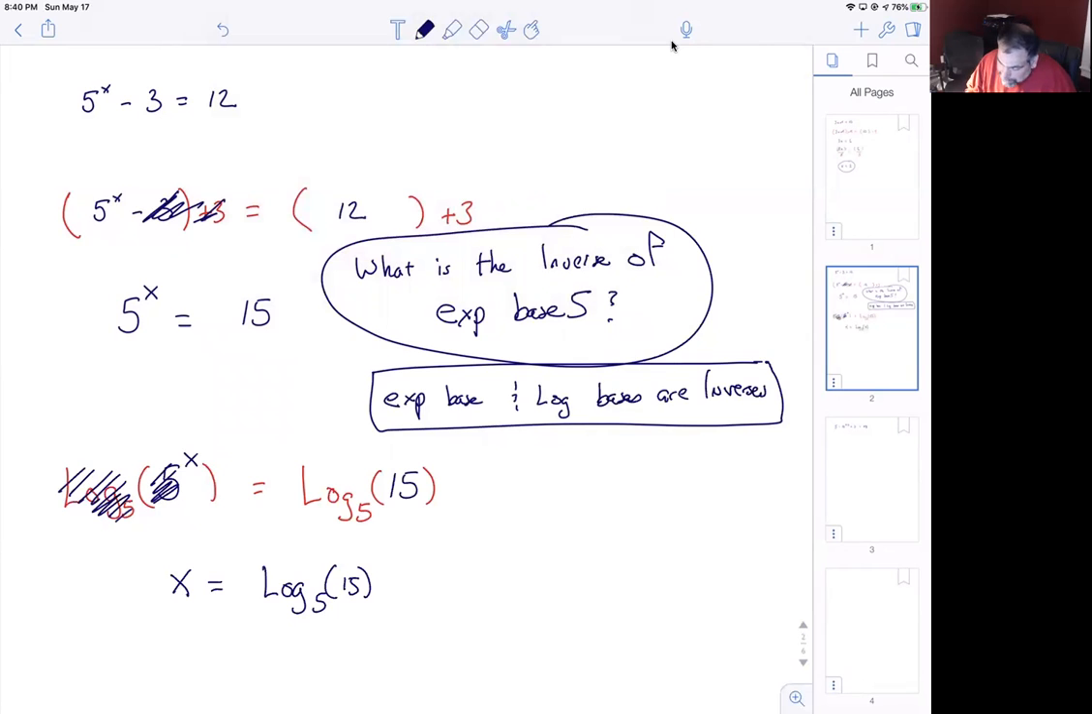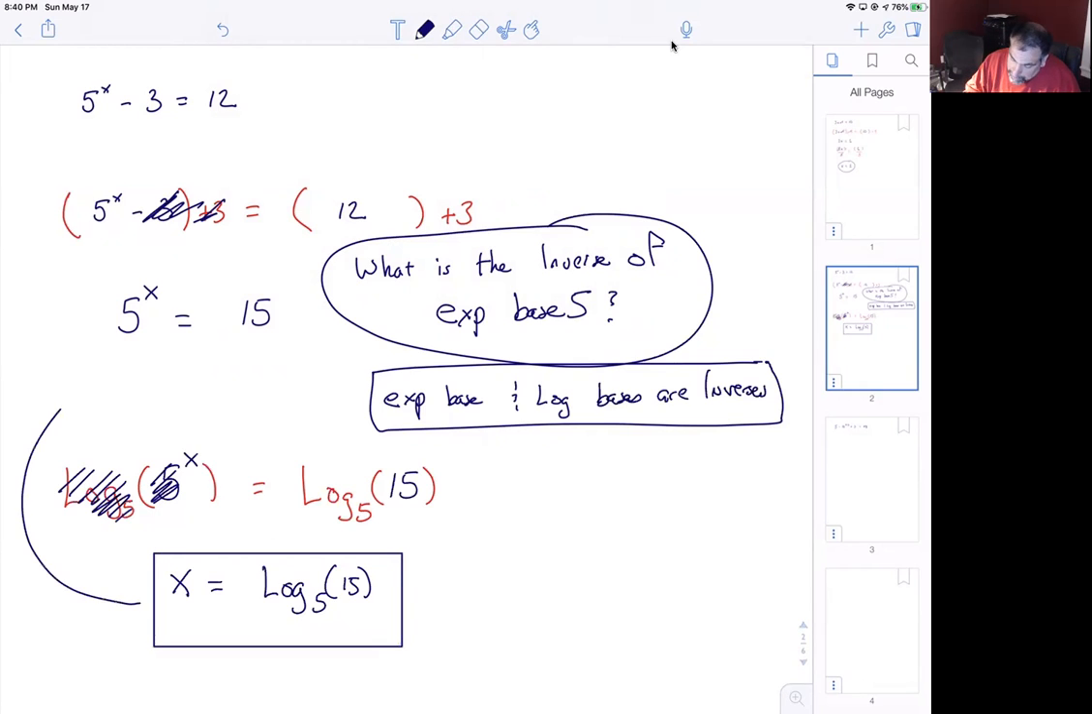That's the answer. We've isolated x, we've gotten it by itself, and the other side can be left with a function as long as we don't know how to simplify it. And we don't know how to simplify this because, again, it's really like asking, what number do I put in this exponent to get 5 to turn into 15? I have no idea, other than saying it's log base 5 of 15. Now, I do know this.